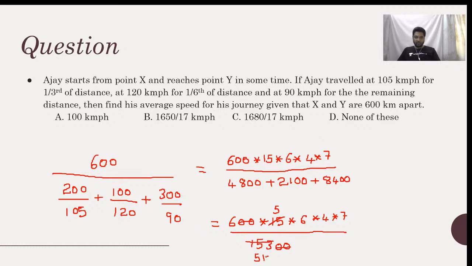Next, 3, 17 times is 51. 3, 2 times is 6. So this is like 6 4 times 24, 24 7 times is 168, 10 times is 1680, divided by 17 kilometers per hour. 1680 by 17 kilometers per hour is nothing but my answer option C. Is that clear?